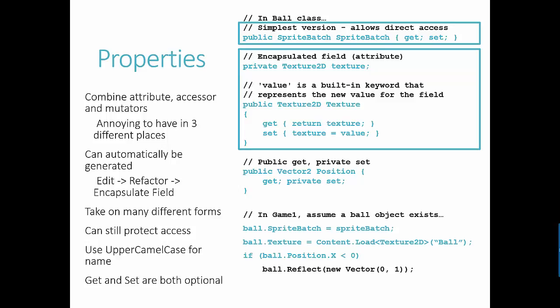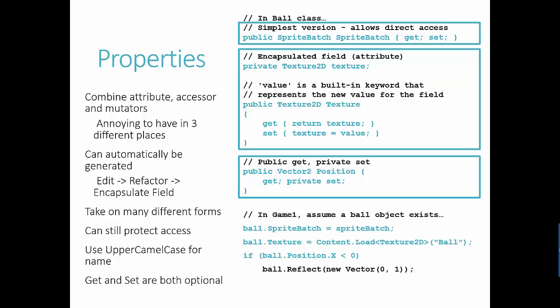Next, we have the position property with a public get, but a private set. This implies that any other class can look at the position, but only the ball class can modify the position directly. Both get and set are optional, and you should carefully consider which you will need and how you can protect your object from arbitrary changes.